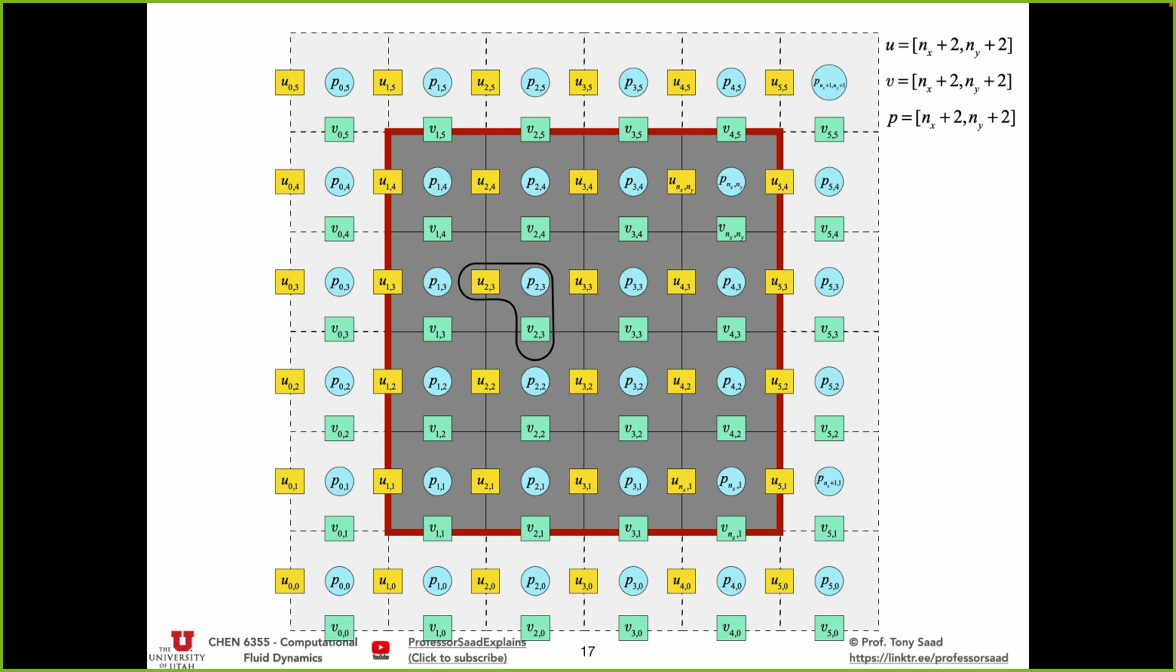Because when I stagger to the left, if you look at this P, I'm going to have a boundary point over here, but no point over here for the u velocity. And I want to have the same size arrays for u, v, and p, so everything seems consistent and easy. I don't have to worry that the u velocity is n plus 3 or n plus 1 size, whatever. I want to have them all of equal size.